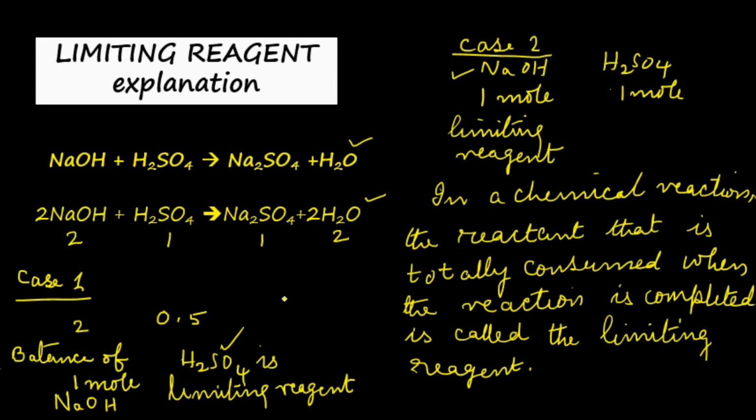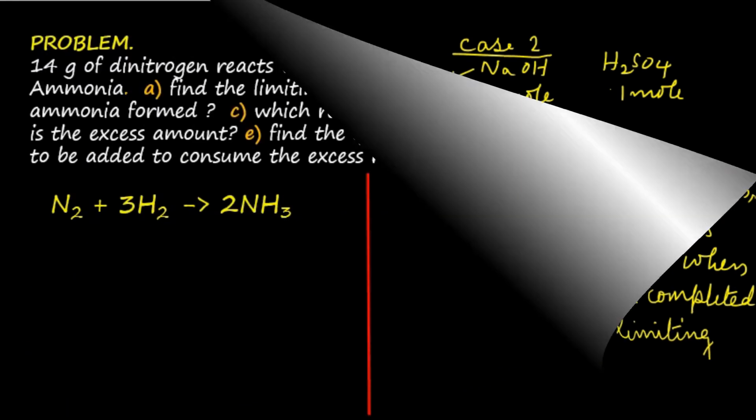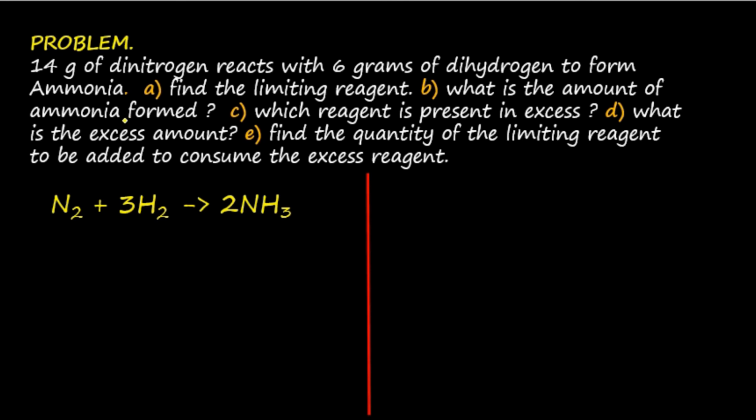So, in order to avoid the amount of the product getting limited, we have to know the balanced chemical equation and adjust the ratio of the reactants properly so that the desired amount of the product is obtained. In order to understand this concept better, we will do a problem. Let us read the problem.